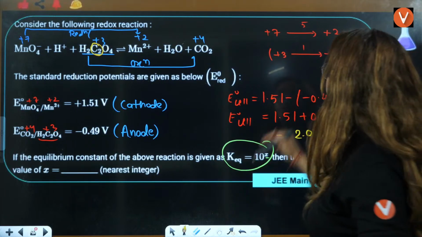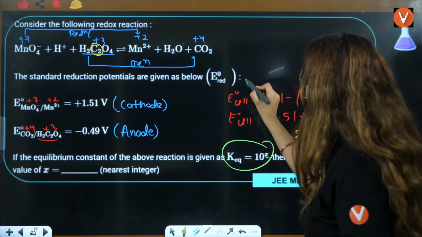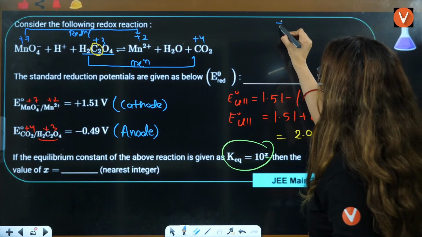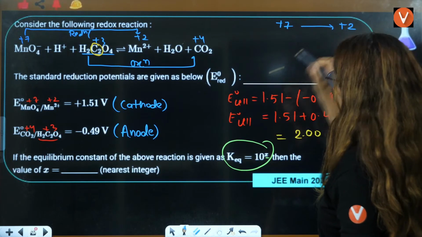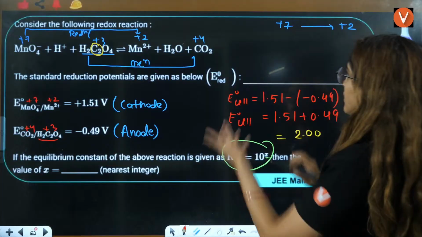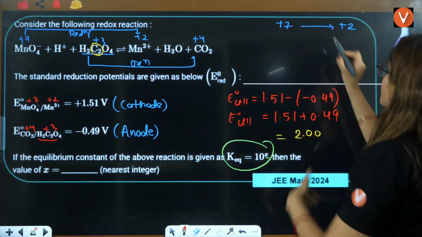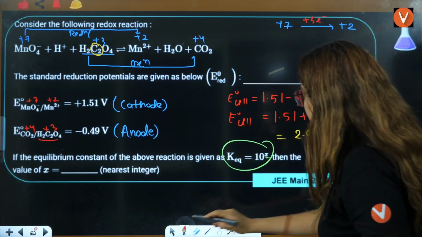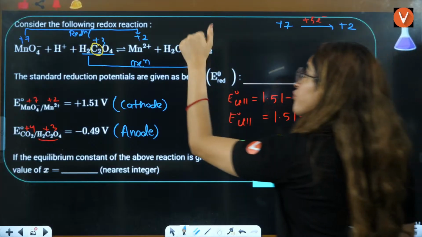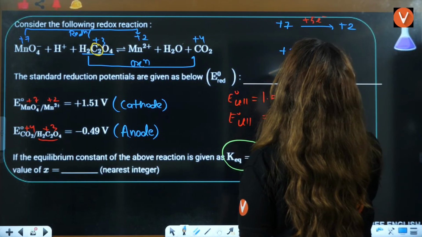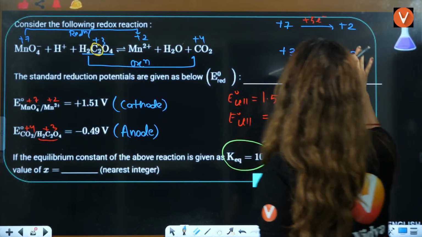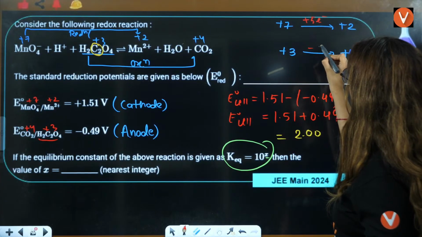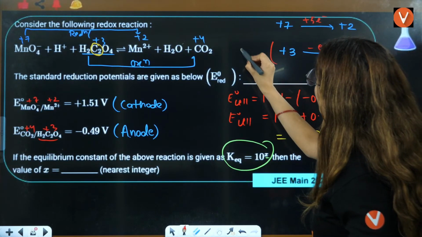Listen, one thing. While you are calculating n, see this thing here. This is plus 7 to plus 2. That means the total oxidation number is decreasing, so it is gaining 5 electrons here. If you talk about carbon, for one carbon it is plus 3 to plus 2. Sorry, plus 3 to plus 4. That means it is losing 1 electron. This is for one carbon.